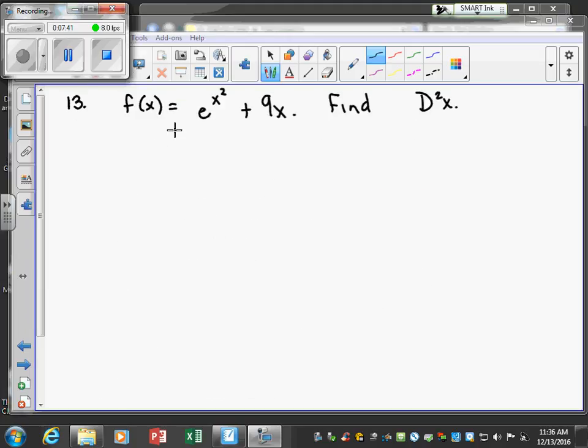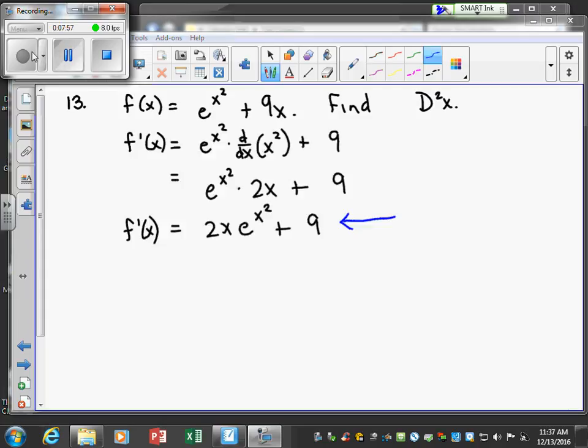Okay, so we have a new function. This is e to the x squared plus 9x. Find the second derivative. So go ahead and pause it. Take your time to do this. And find your first derivative, then take that answer and find the second derivative. Okay, do a check on your first derivative first. Make sure you have it.